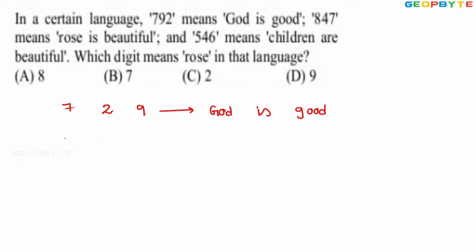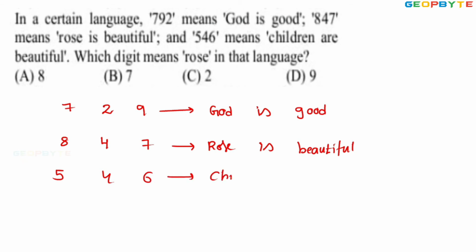Next, 8, 4, 7 means rose is beautiful. 5, 4, 6 meaning children are beautiful. Which digit means rose in that language?